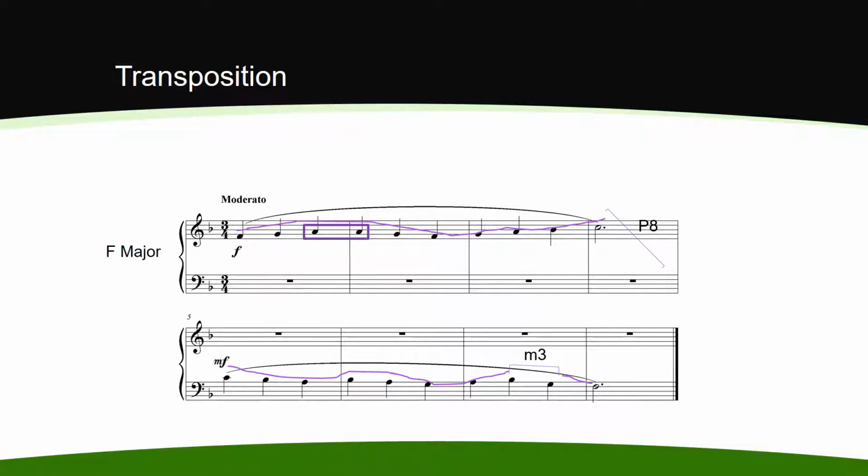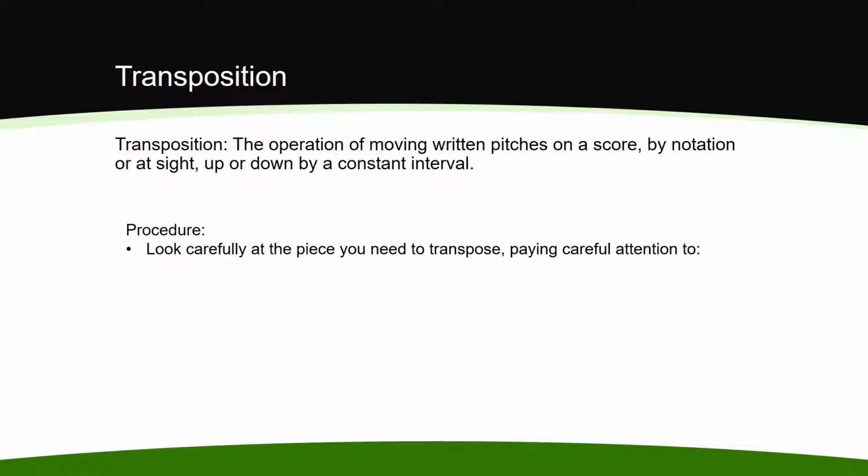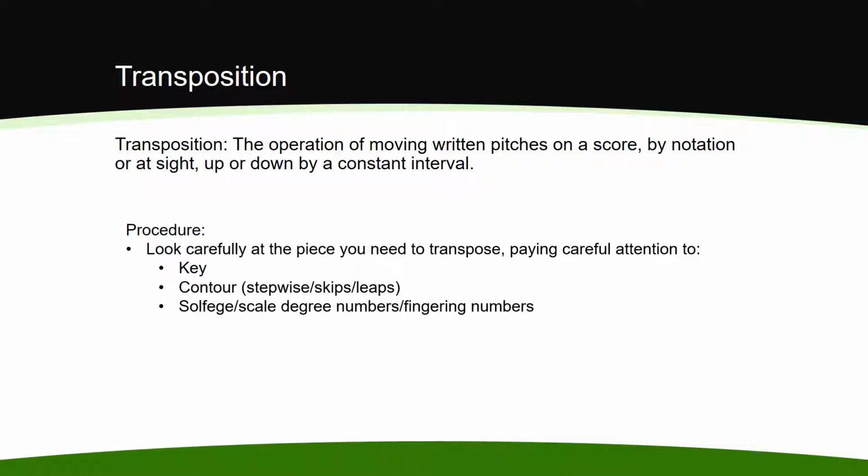By going through the process on this example, we can now infer a procedure for completing the task of transposing at sight. First, look carefully at the piece you will have to transpose. Pay attention to the key, the contour, and think of it in terms of solfege or scale degree numbers, or if it's for piano, in terms of piano fingering numbers.